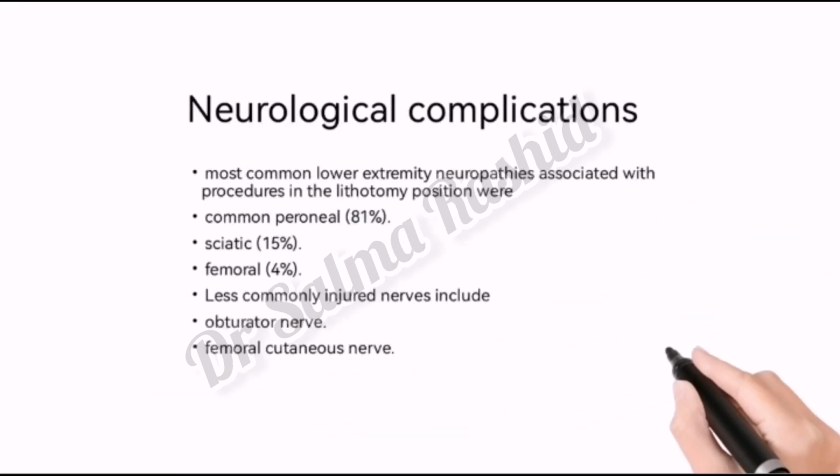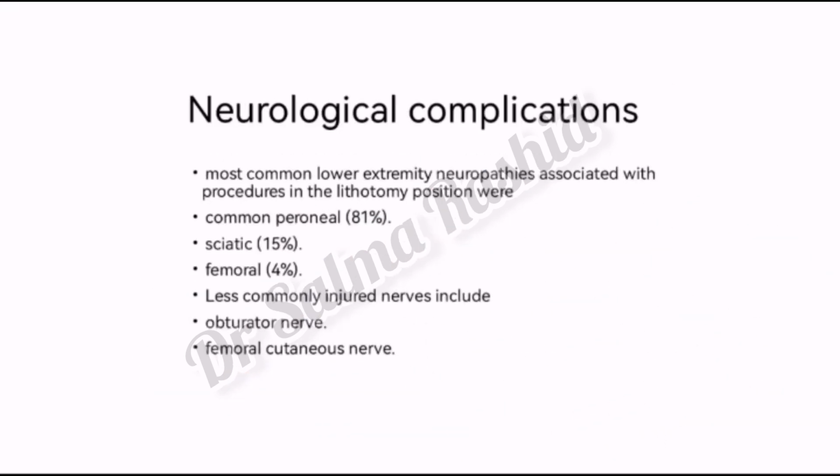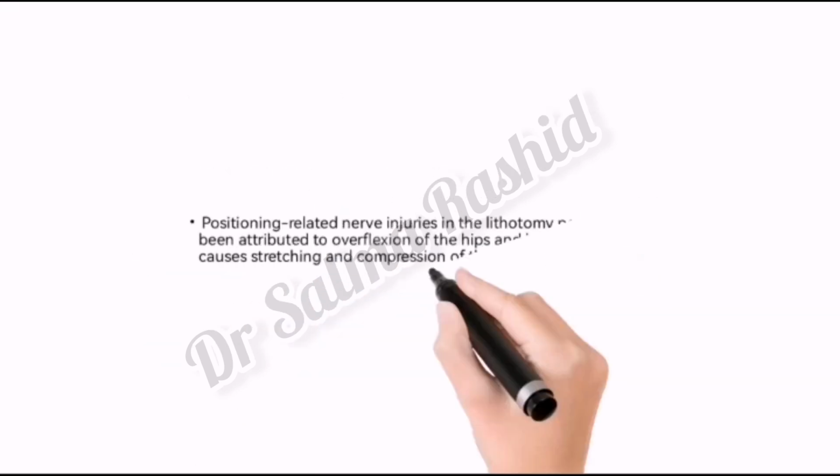Now, neurological complications. The most common lower extremity neuropathies associated with procedures in the lithotomy position were common peroneal 81%, sciatic 15%, femoral 4%. Less commonly injured nerves include the obturator nerve and femoral cutaneous nerve. Positioning related nerve injuries in the lithotomy position have been attributed to overflexion of the hips and knees, which cause stretching and compression of the nerves.